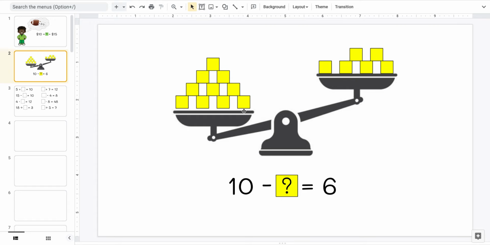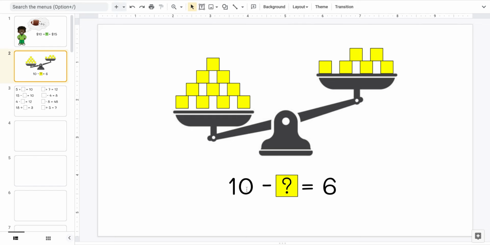All right, for this next one here, we have a balance or a scale. And these are not equal. There used to be 10 squares over here, but we took some away. And now there is 6. How many did we take away? So we can either guess and check, or what we could do is we could count up and add those back on until we get to 10. So I'm actually going to start at 6 and I'm going to count up. 7, 8, 9, 10. That was 4 fingers. So this missing number is 4.